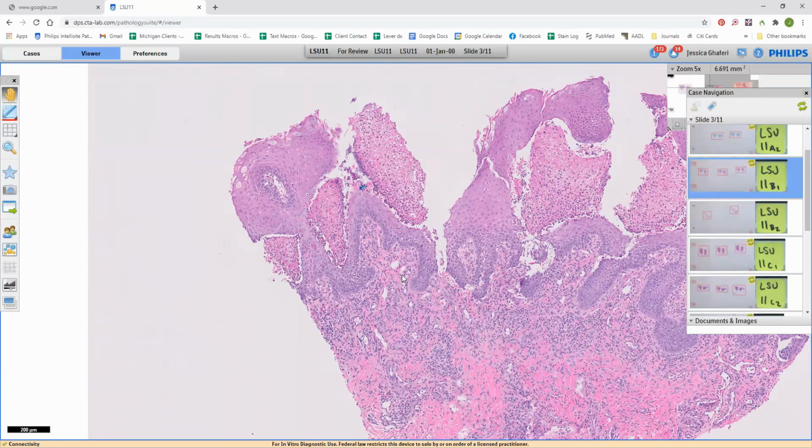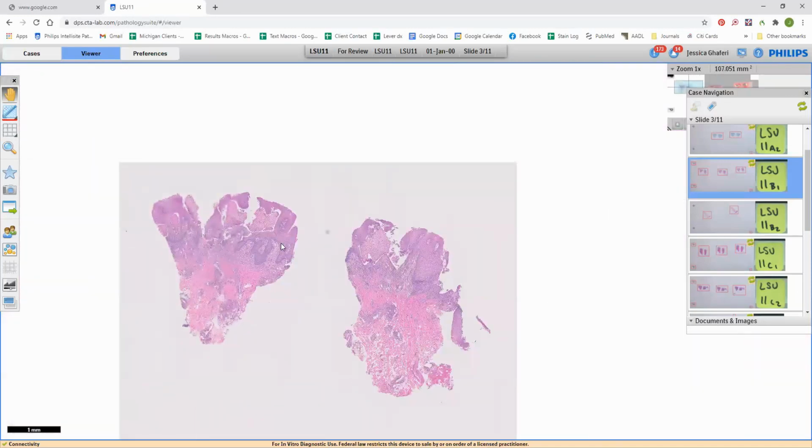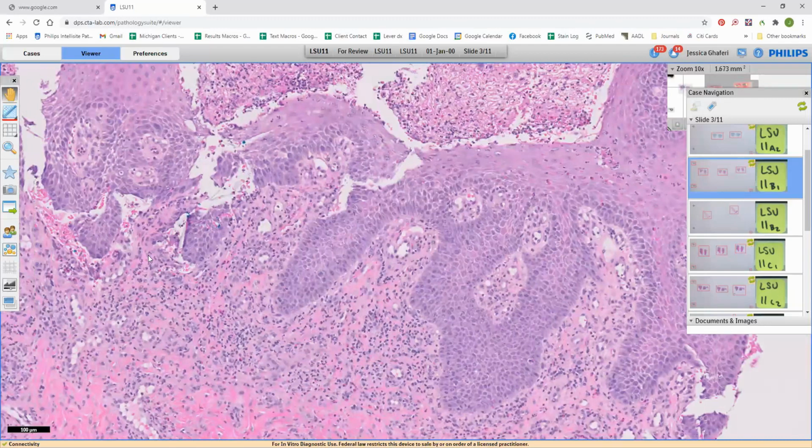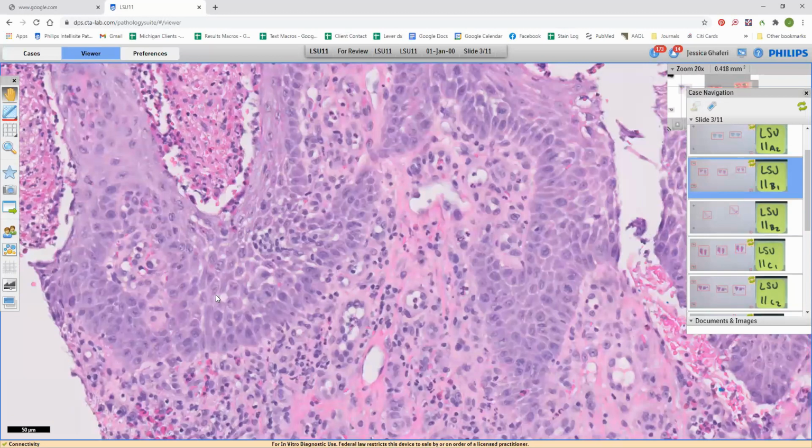So you guys are super lucky because in, I don't know, however many, I don't want to admit how many years I've been practicing, it's really uncommon to see this. And this is just perfect histology and a perfect biopsy. And we're really lucky to have it in our study set.